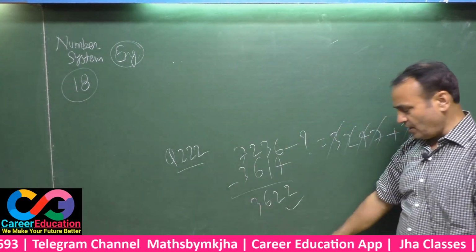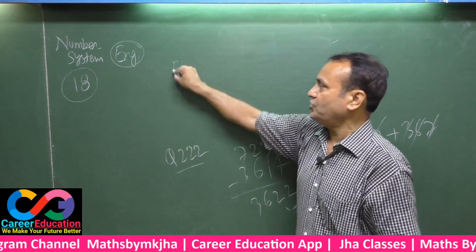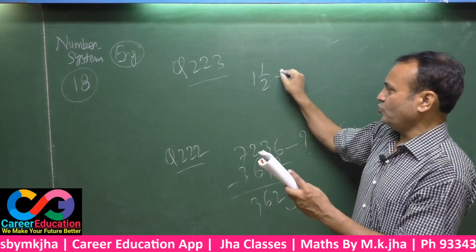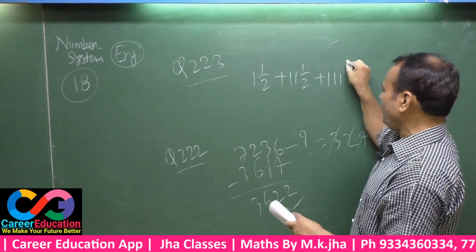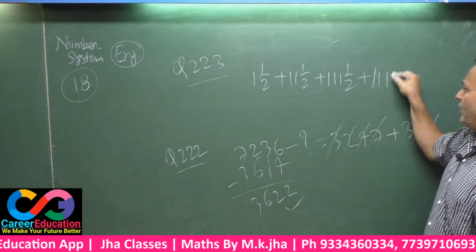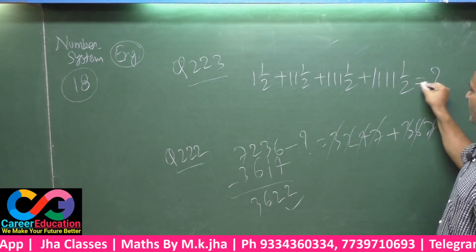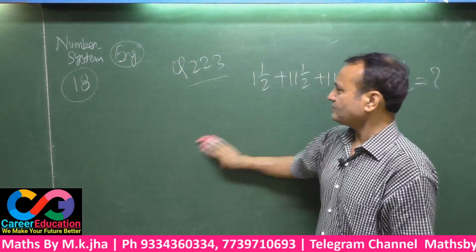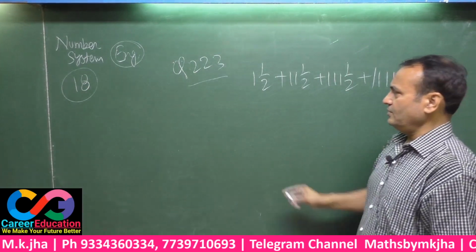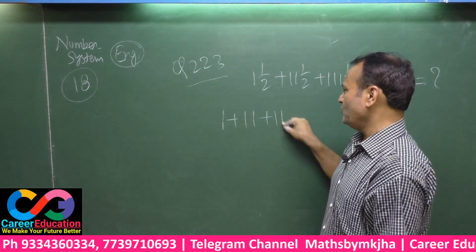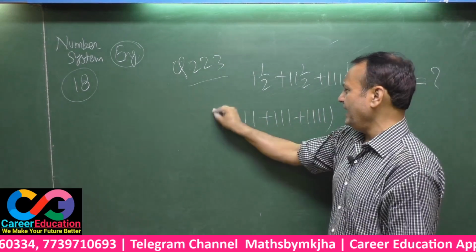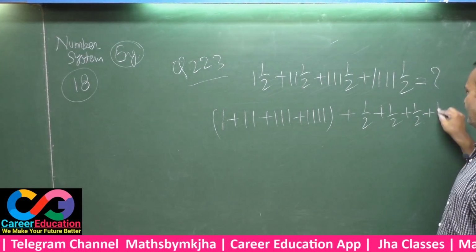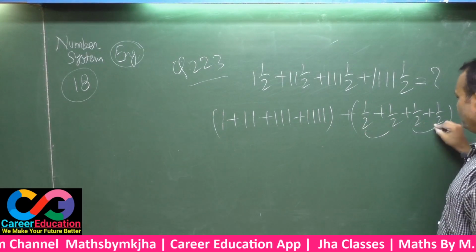Now the next question is question number 223, and question number 223 is like this: 1 1 by 2, 11 1 by 2, 111 1 by 2 plus 1111 1 by 2. You have to sum all these. That means, see here, this is 1 plus 11 plus 111 plus 1111, and half plus half plus half plus half.